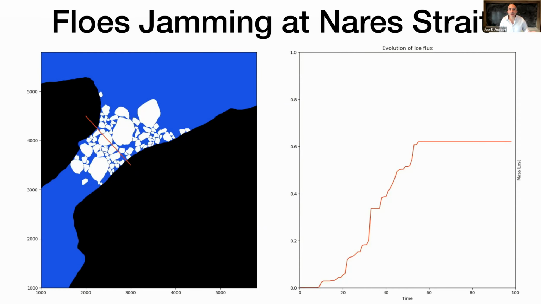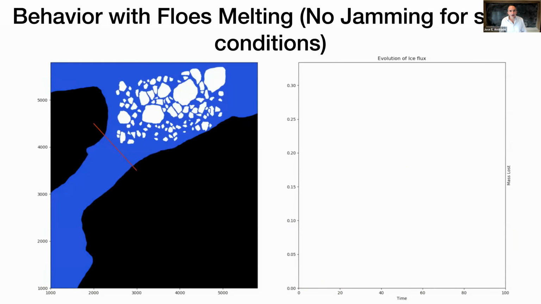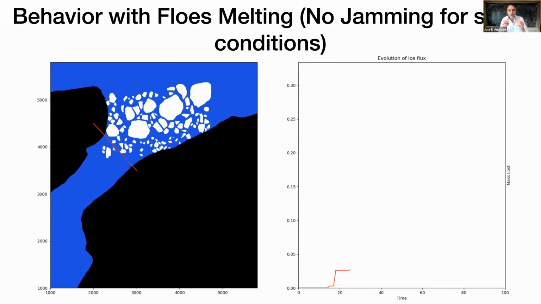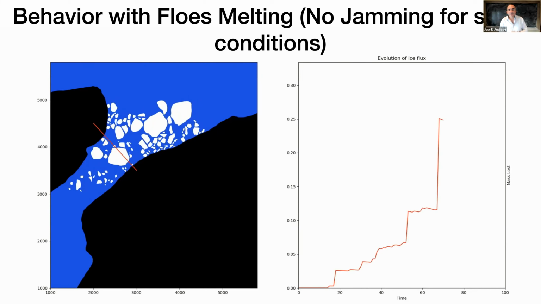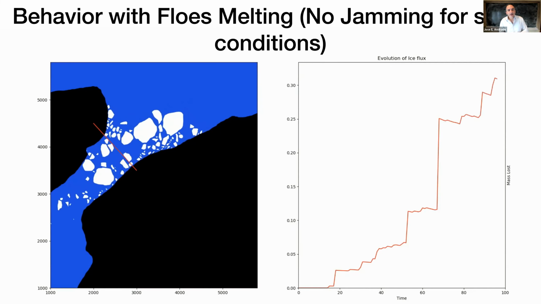So here we started with a geometry that was taken from satellite images, and we're imposing currents very much like those at the strait. And we are observing that the model predicts that at some point there is jamming here. If you account for melting, rather, so you're losing your mass due to melting, then of course you would expect that for the same set of ice floes, you don't observe any jamming. Your system continues to flow, no problem.